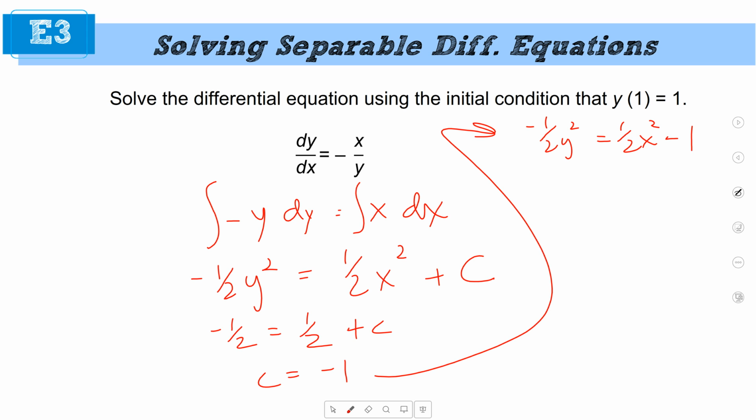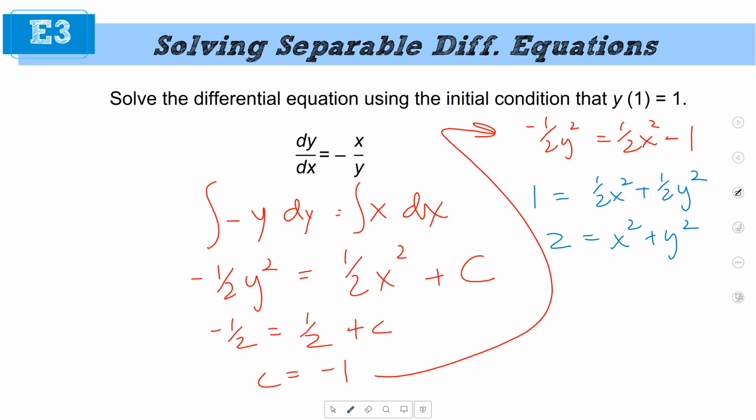If I move the 1 to the other side, I get 1 equals 1/2 x squared plus 1/2 y squared. Multiply everything by 2. I get 2 equals x squared plus y squared. And sure enough, you know that is a circle.